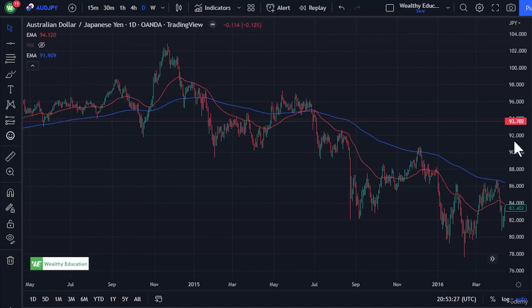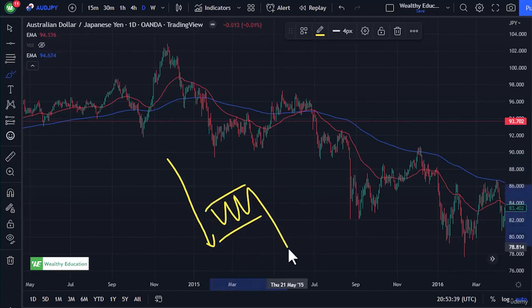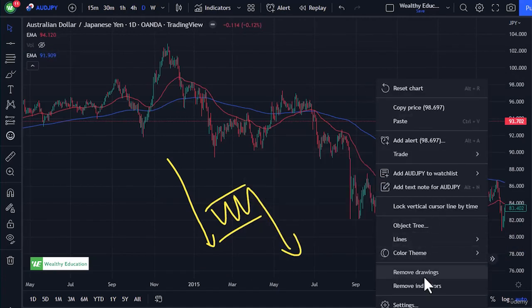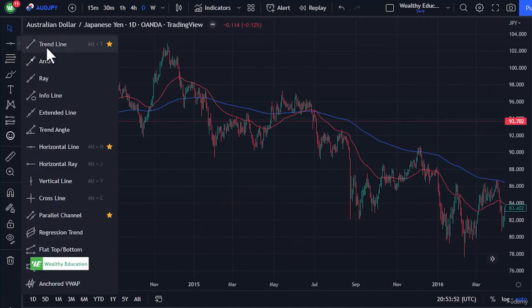The bear flag, as I'm sure you can imagine, is the exact opposite of the bull flag. So you have a downtrend, and then you have a sideways channel consolidation, and then you have a continuation. You measure the length of the pole, and from the breakout of the channel, that is your target. So let's go ahead and get on it.